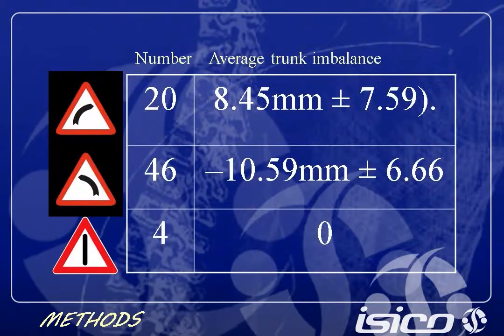With this number of patients: 20 patients with a lateral inclination of the trunk toward the right, 46 patients with a lateral inclination of the trunk toward the left, and 4 with no lateral inclination.